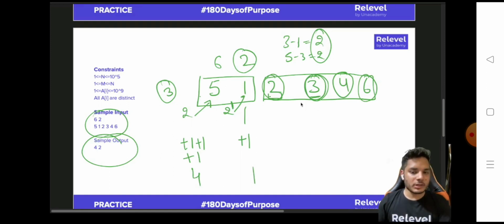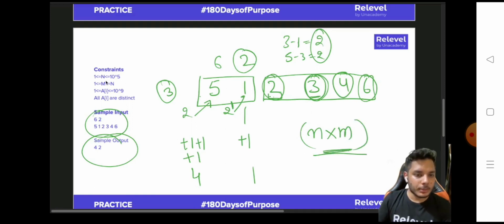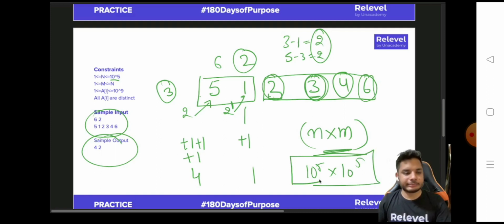The complexity for this will be, I'll be iterating through this array, which is n, and every time I'll be iterating through m to find out the answer. So the complexity here is n into m. Now n into m will not work here, because n can be 10 to the power 5 and m can also range between 1 to n. So both can be 10 to the power 5. 10 to the power 5 into 10 to the power 5 will never lead us to a solution.